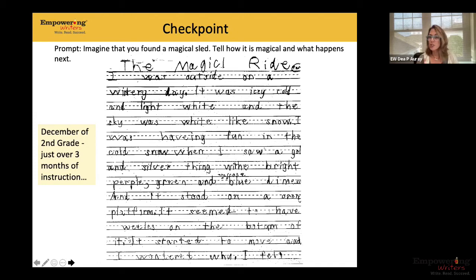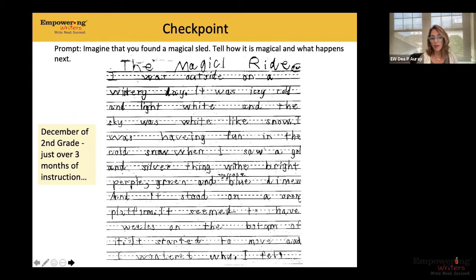I'm not going to go through it all because I just want you to hear how this student has started to grow as a writer from the very didactic beginning that he went out and milked the cow and then he found a puppy, to this. I was outside on a wintry day. It was icy cold and light white, and the sky was white like snow.